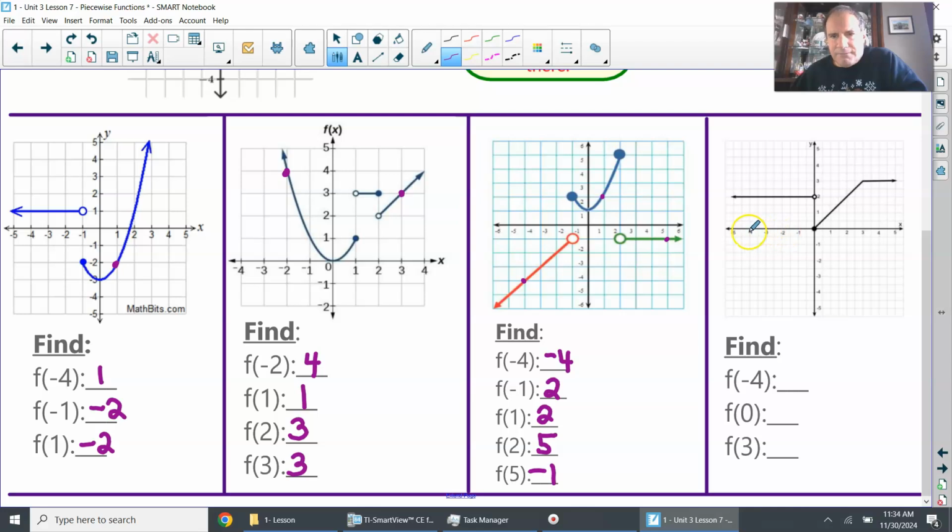When x is negative 4, what's the y? Very difficult to see, but it's 3. It's 2. When x is 0, what's the y? 0. When x is 3, what's the y? It's 3. And that is it.